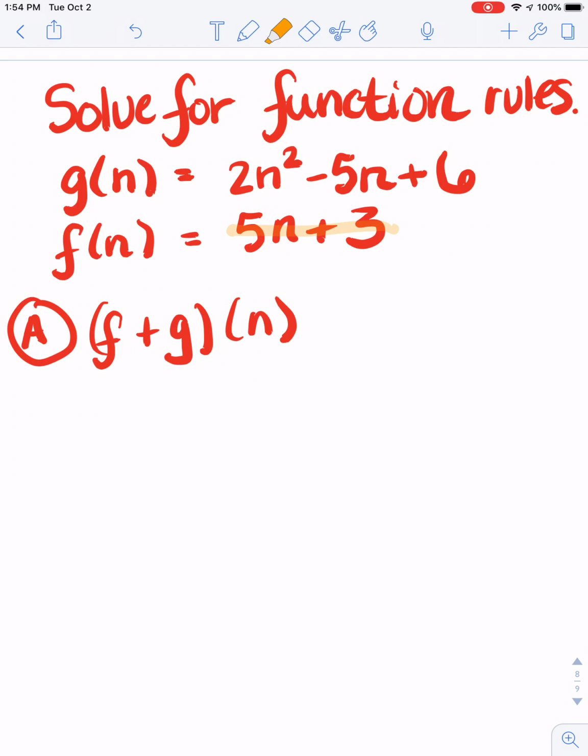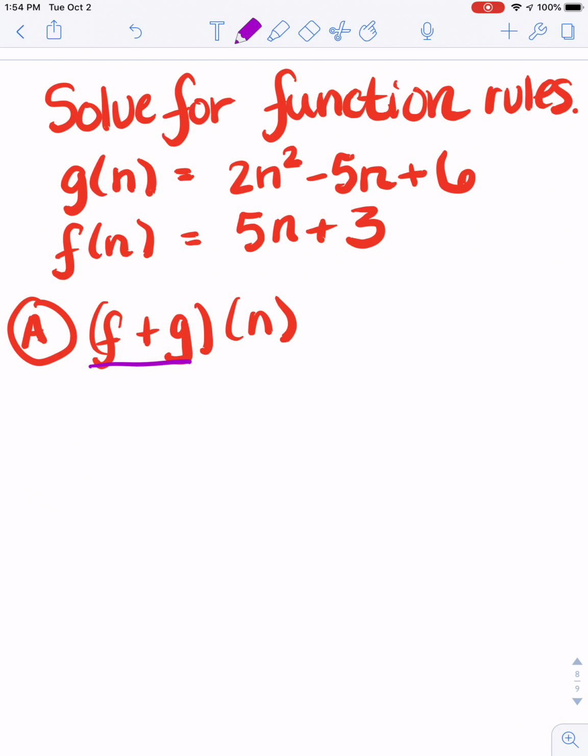Okay, guys, let's go through some examples of the function rules from today for adding and subtracting. So you can see I'm going to start with solving for function rules. I have g of n, that's 2n squared minus 5n plus 6, and f of n is 5n plus 3. So I'm going to start first of all with these.